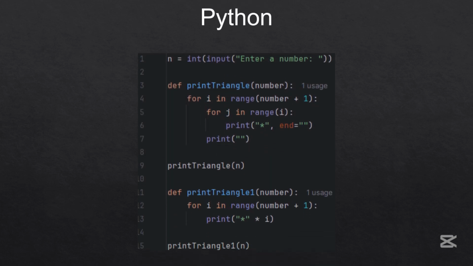Now for Python there are two ways to implement this. The first one uses the double loops, which you will see in the other languages. The second method requires us to multiply the output inside of the print method. Both methods yield the same result, so feel free to use whichever you like.